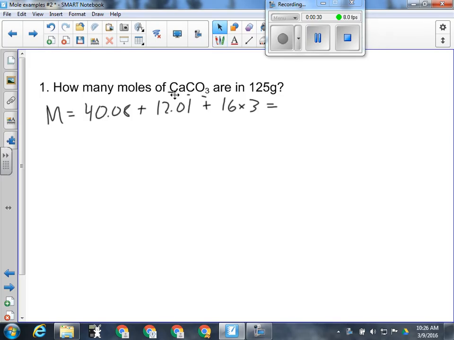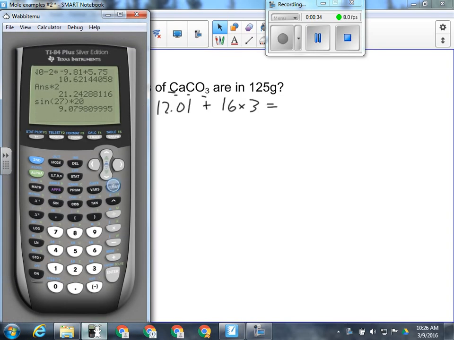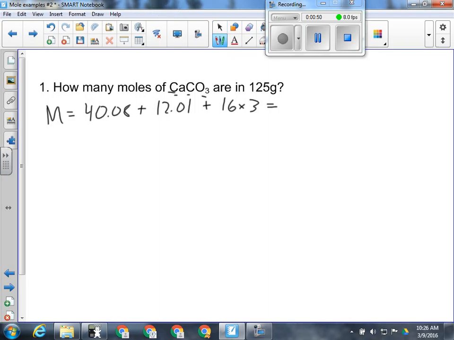So when we do that, we got 40.08 plus 12.01 plus 48, which is 16 times 3. So we got 100.09 as our molar mass here, grams per mole. All right.